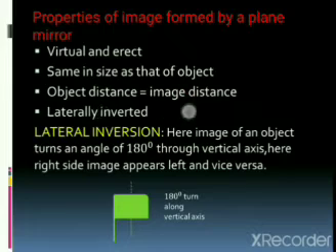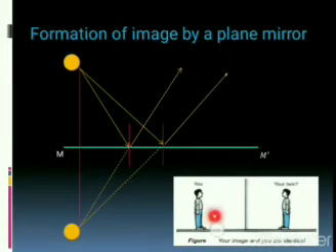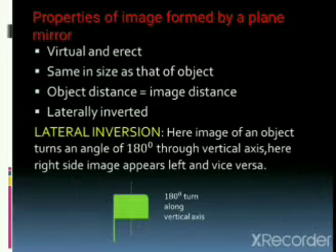Object distance and image distance are equal. So this is the mirror and this is the object. So this is the object distance and this is the image, and this is the image distance, and they are equal. This situation is explained over here. This is the object and this is the image. So from this point to this point indicates this portion, and from this point to this point indicates this portion, which means object distance and image distance are equal in case of plane mirror.